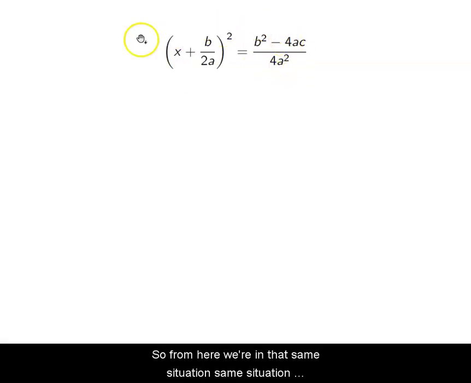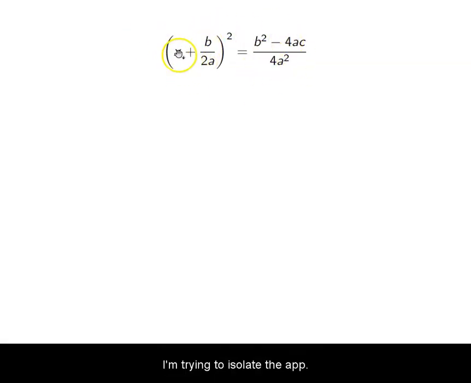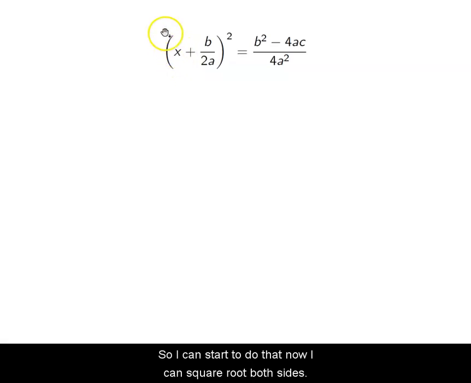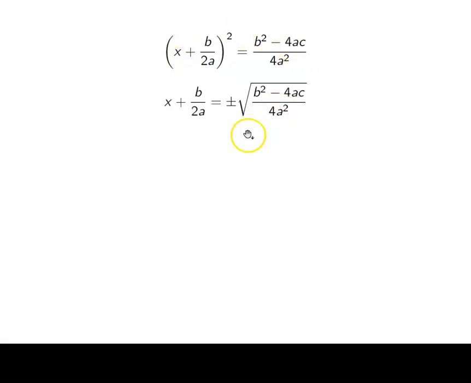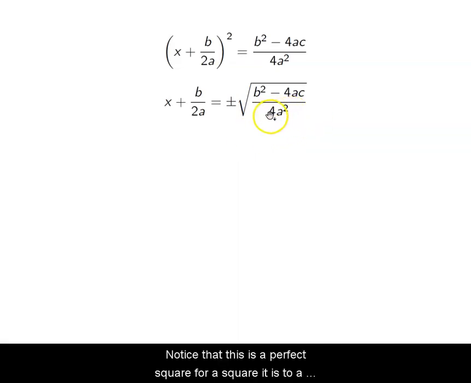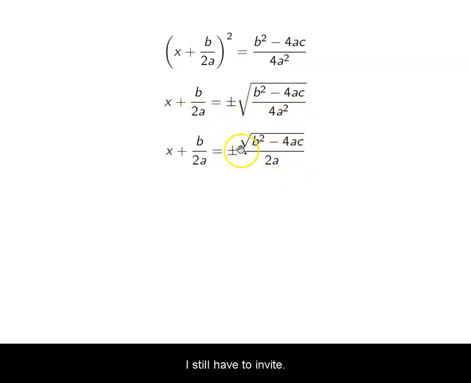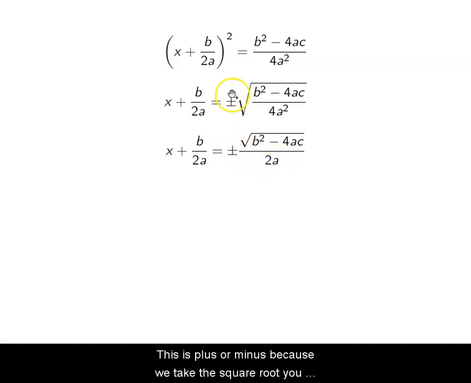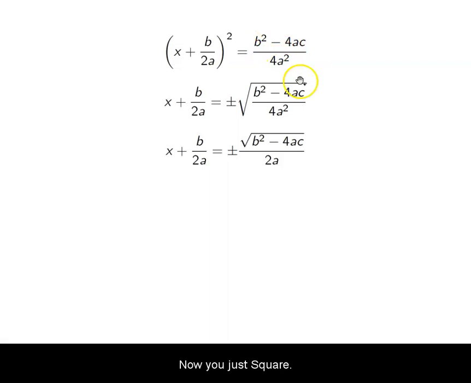So from here, we're in that same situation. I'm trying to isolate the x, so I can start to do that now. I can square root both sides. Notice that this is a perfect square. The square root of 4a squared is 2a. So I can square root the top and square root the bottom because that's a property of the square root sign. So I can pull this out as a fraction. The square root of 4a squared is 2a, so I still have 2a on the bottom. This is plus or minus because when you take the square root, you don't know if it's the dual pluses or the dual minuses to get the value you just squared.